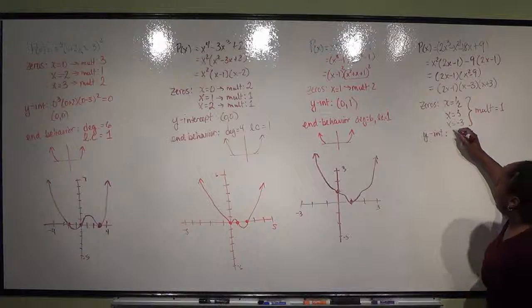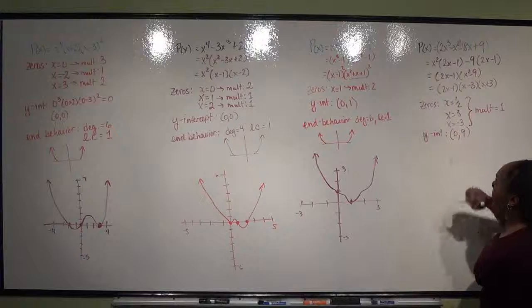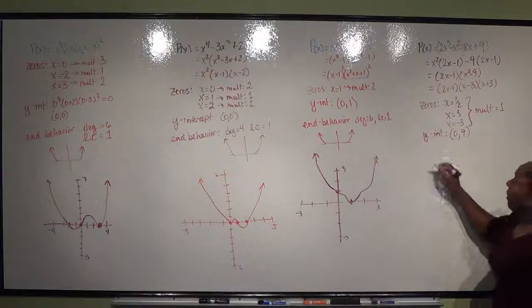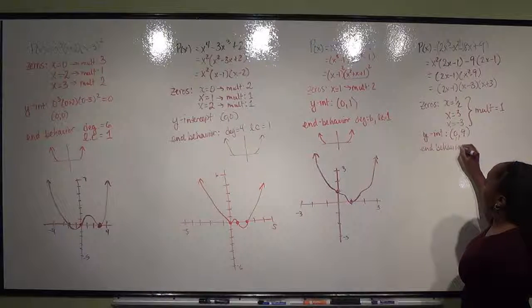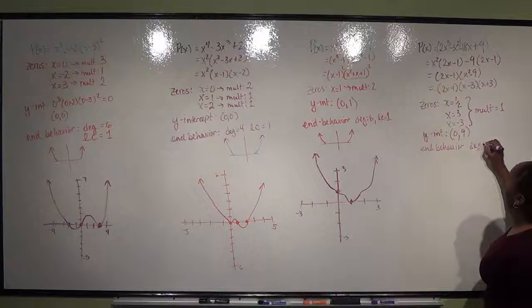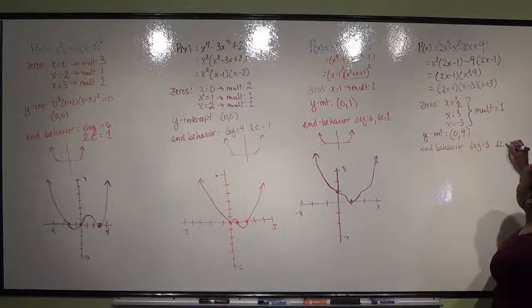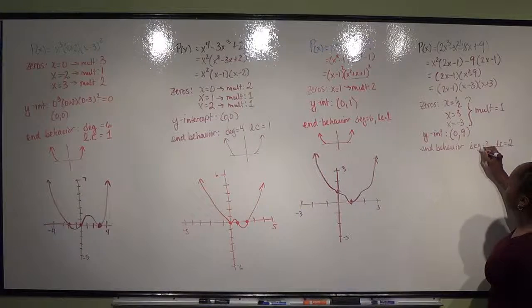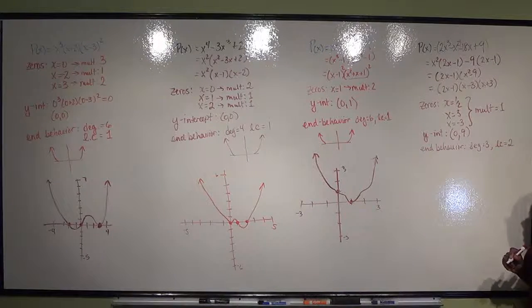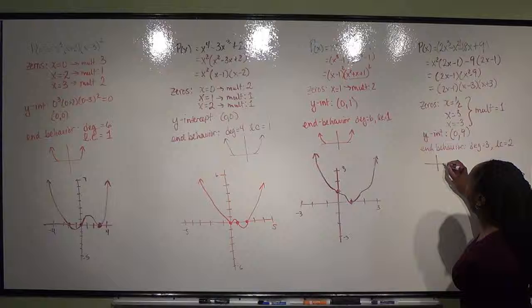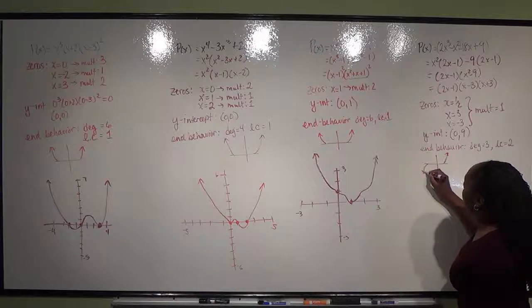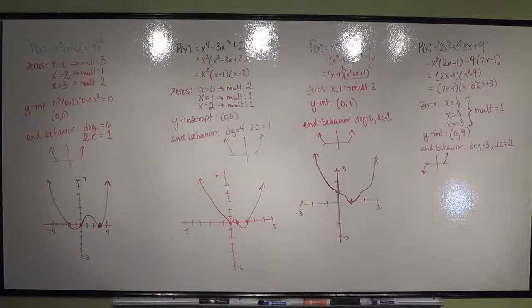0 back into our polynomial form, we see that we get 9. For the end behavior, here our degree is 3 and our leading coefficient is 2. So odd degree this time, even leading coefficient or positive leading coefficient. So we're looking at end behavior that has opposite sides.